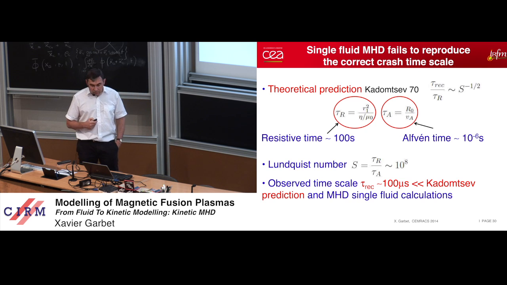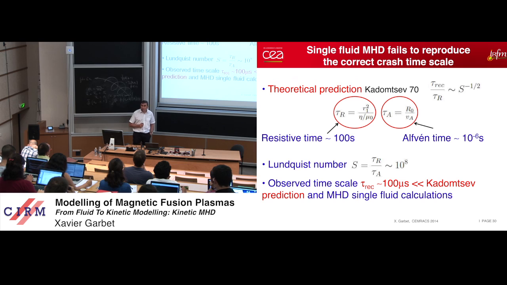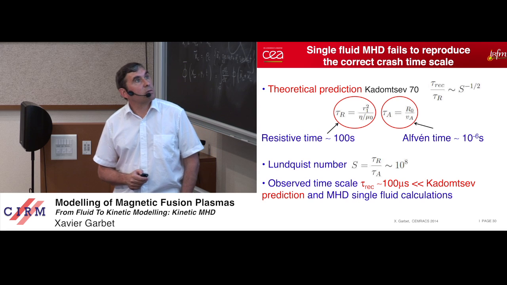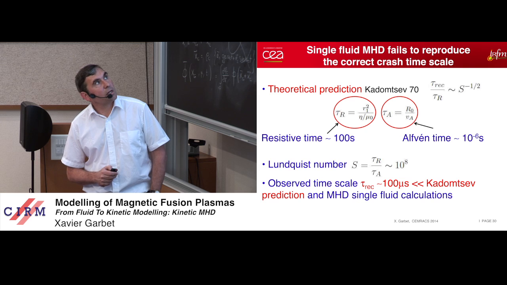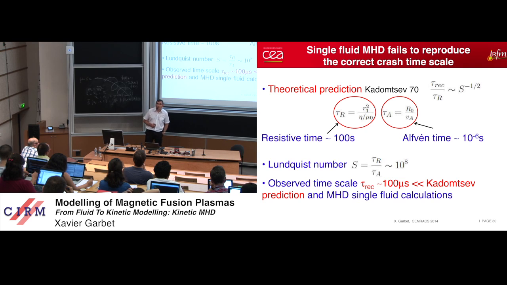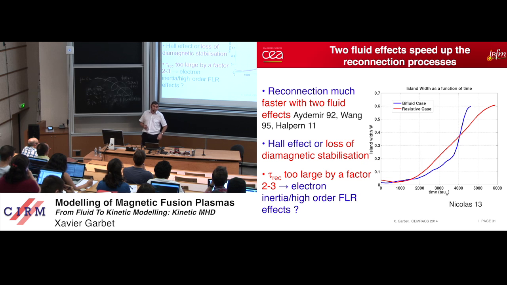Now, in practice, if you compare the theoretical prediction by Kadomtsev to the actual reconnection time measured, there is a huge difference, right? So the observation is 100 microseconds, and Kadomtsev would be something like, I think, a resistive time minus 10 times 10 to the minus 4, so it's 10 to the minus 2 seconds, right? So there is a huge difference. The question is why? Well, the why is actually related to at least the two-fluid effects I was mentioning before. That's why we are interested in that.